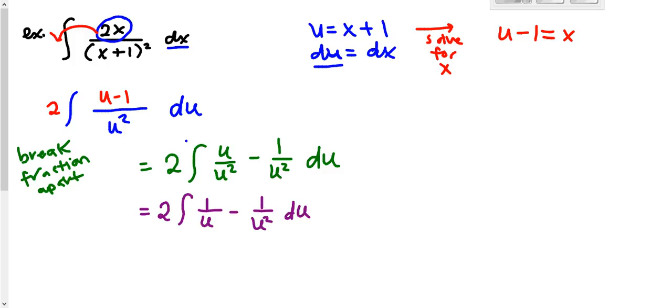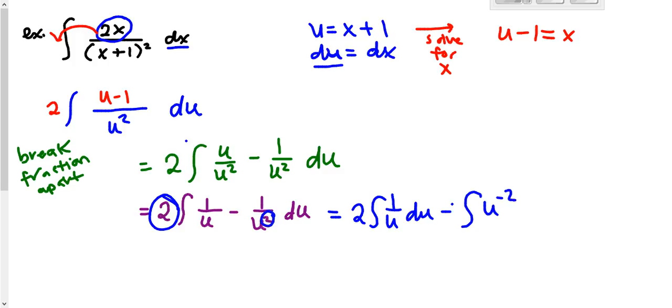And then we want to split these integrals up. So we want to do one at a time, and make sure they both get a 2. So when we do that, we have 2 times the integral of 1 over u du minus the integral. Whenever we have an exponent that's a number on the bottom, we rewrite it as a negative exponent. So this is u to the negative 2. We have a 2 out front because of this 2 out front, du.